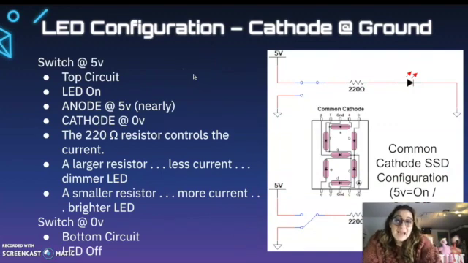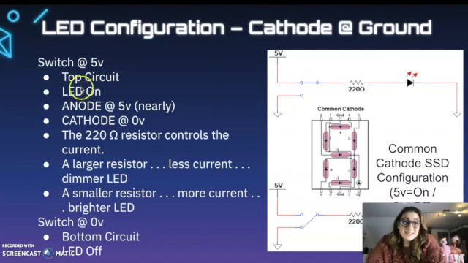Okay, so now let's look at the cathode at the ground. When we look at the top circuit, the LED is on. The anode is at 5 volts, and our cathode is at 0 volts. So the 220 ohm resistor controls the current. Again, we're controlling the current with this resistor. The larger the resistor, the less current, the less luminosity, or dimmer LED. A smaller resistor means more current, and again, a brighter LED. Looking at the bottom circuit, the LED is off, and that's because we are switched to 0 volts.